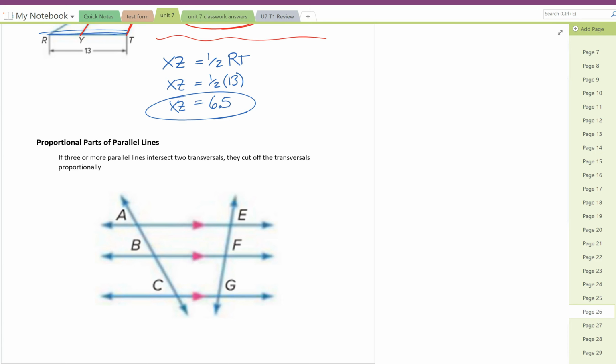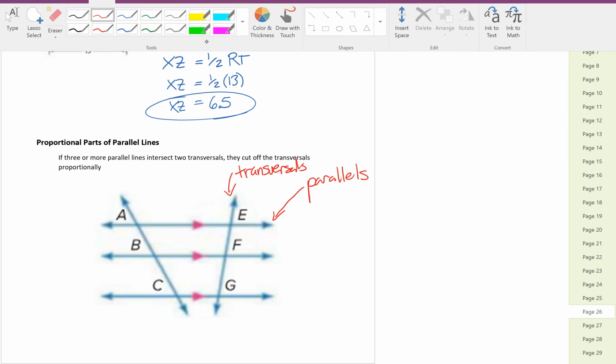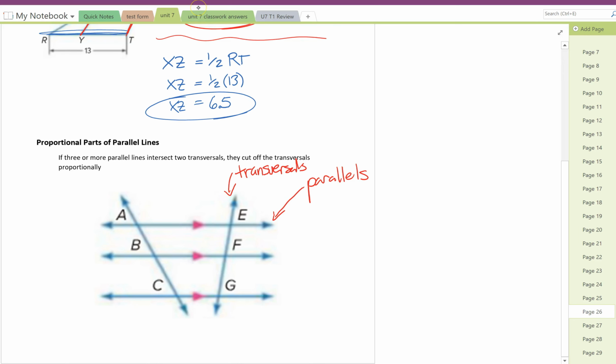All right, think back to Unit 2 when we had parallel lines cut by transversals. So in this picture here, these 3 lines going left and right are my parallel lines. These 2 lines that go up and down are the transversals. We're not really dealing with angles when we have a situation like this, like we did in Unit 2 from the fall. What we're actually dealing with here are the lengths of the line segments. And so basically what this is saying is that if I have 3 parallel lines cut by 2 or more transversals, the segments that they create are going to be proportional.